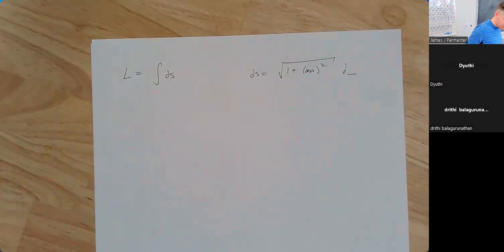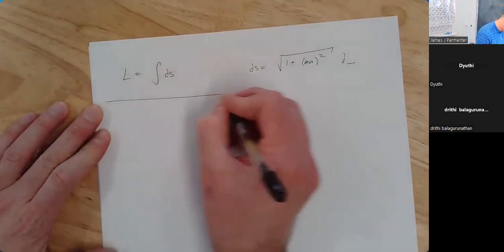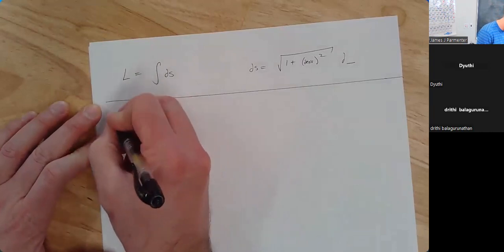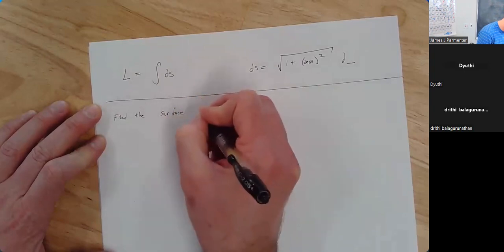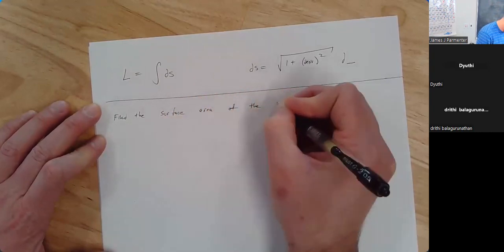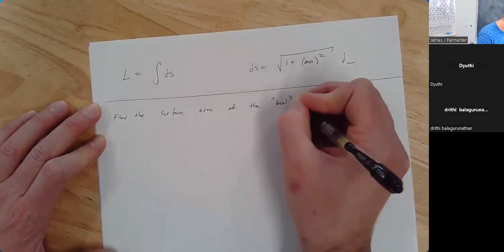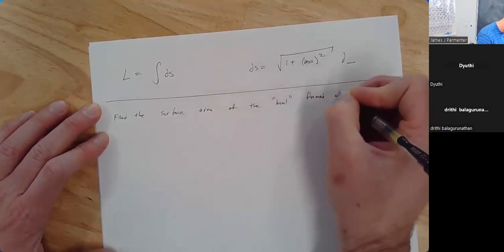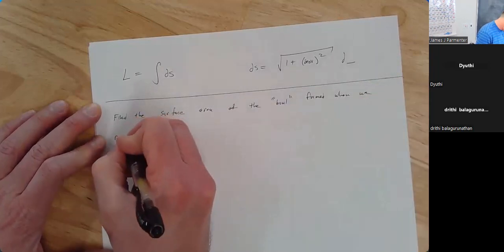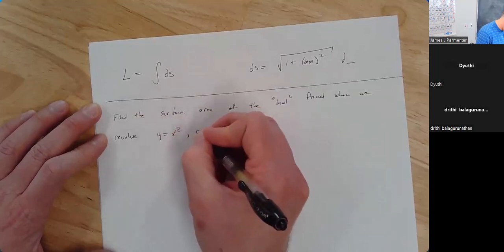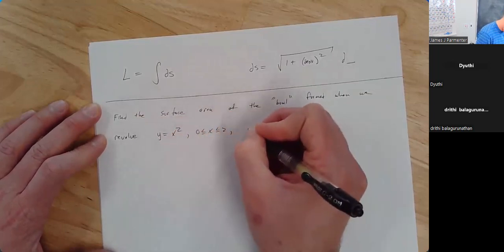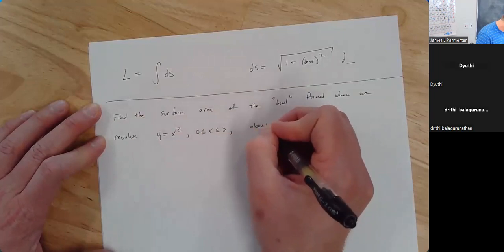Okay. So for surface area, let's look at the following example. Let's find the surface area of the quote unquote bowl formed when we revolve the curve y equals x squared, where x is between 0 and 2, about the y-axis.